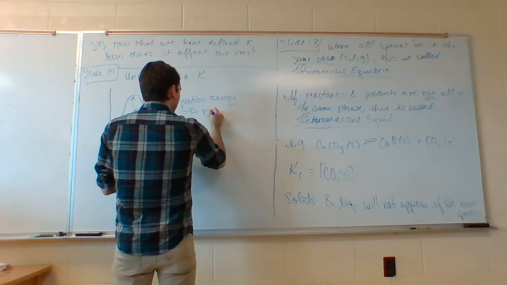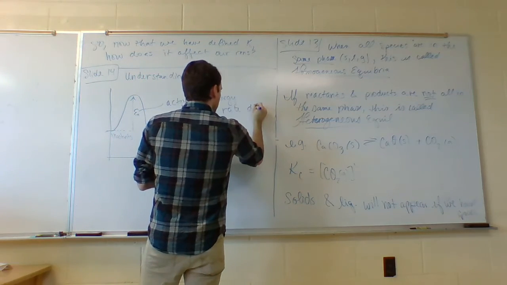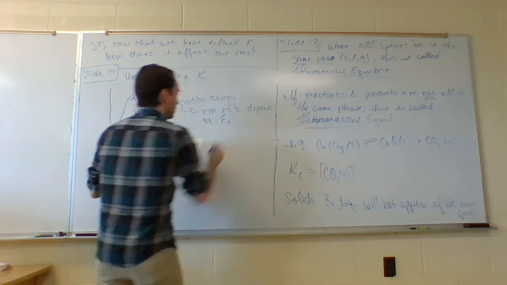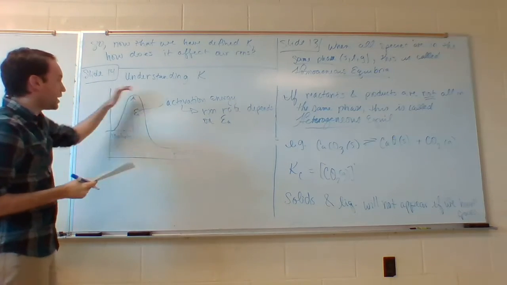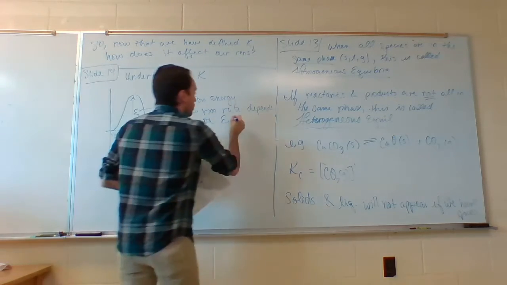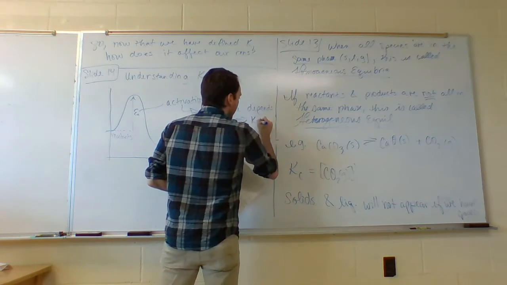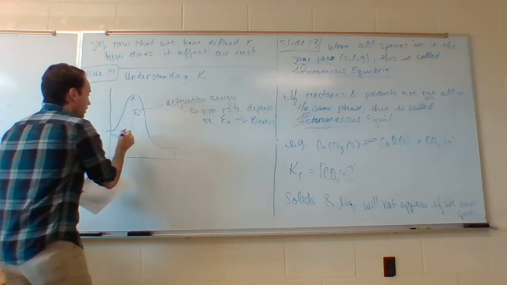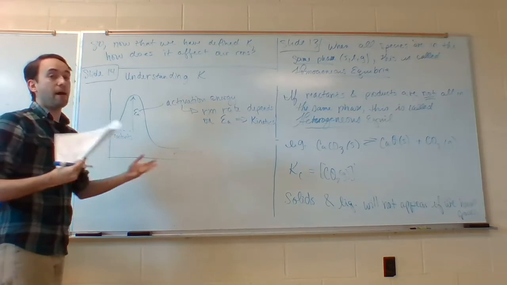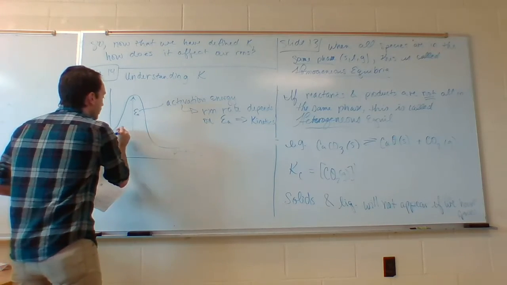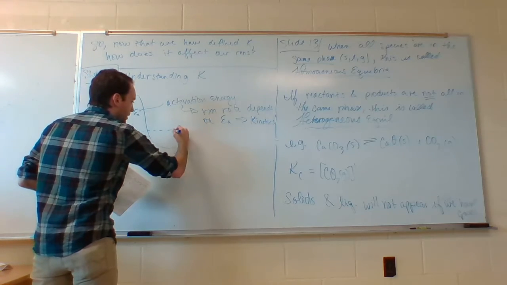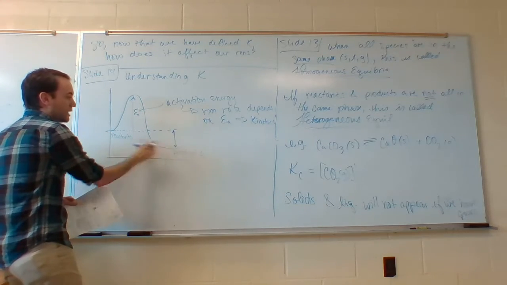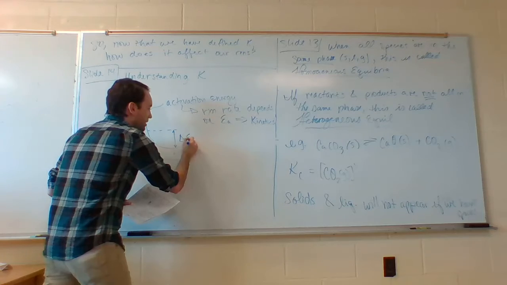The activation energy says that the reaction rate depends on EA. Our rate depended on how high that hump was, which meant that this was important to kinetics. That was our chapter 12 topic. Now, in this chapter, we're talking about equilibria. We're talking a little bit about thermodynamics.